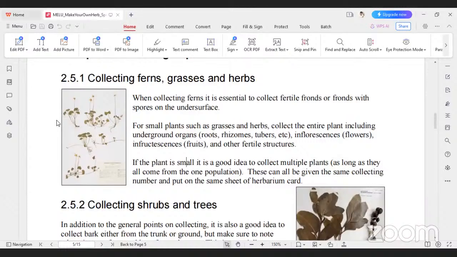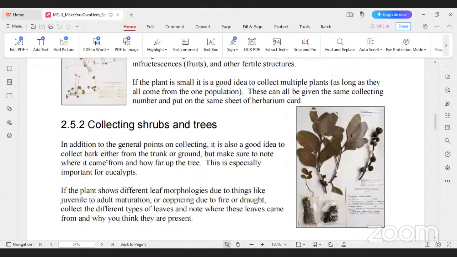If you collect more than one plant, it doesn't mean you paste them on different papers or different herbarium sheets. Even if you collected more in number, paste them on the same paper with the same number, one number. When collecting shrubs and trees, in addition to the general points, it is also a good idea to collect bark, either from the trunk or the ground, but make sure to note where it came from and how far up the tree.